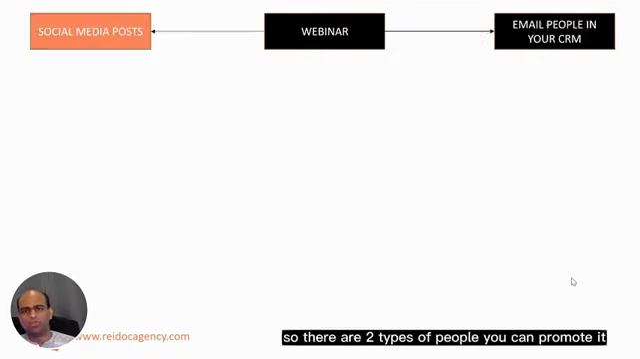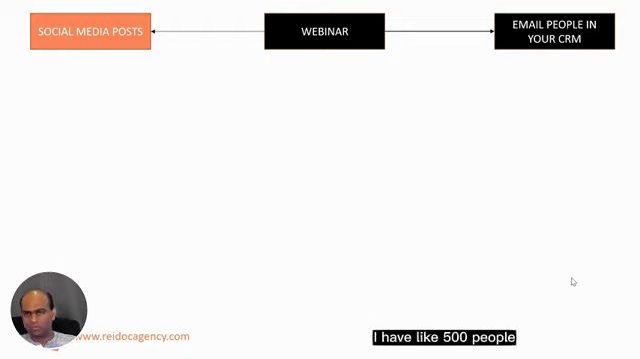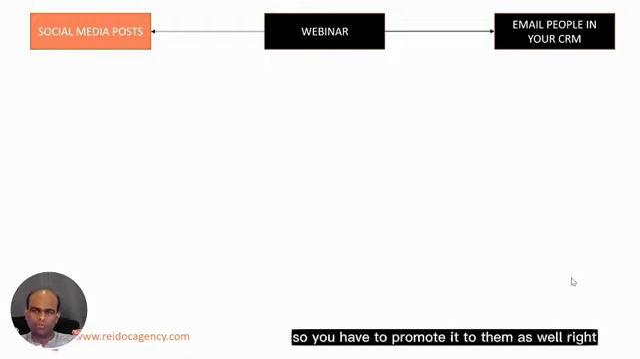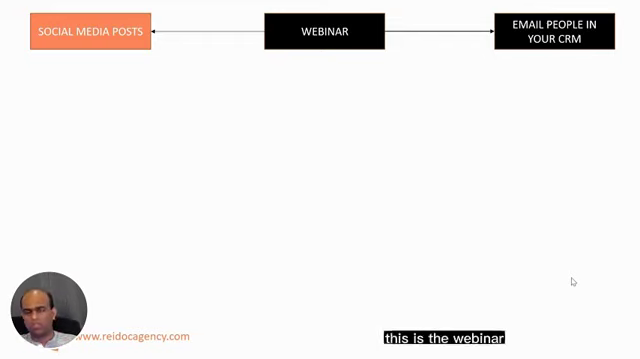There are two types of people you can promote to, right? One is, you probably already have your CRM, a lot of people in your database. I have like 500 people, 1,000 people. Those are your prime audience, so you have to promote it to them as well, right? So you send an email out to them saying, hey, this is the webinar. This is what you're going to learn. Please register.